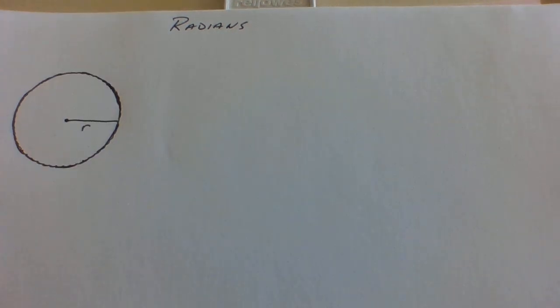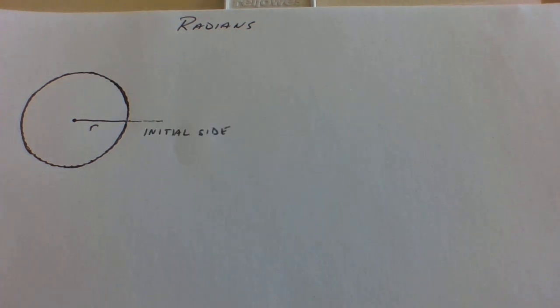Let's talk about measuring angles using radians. So let's take a look at a circle, and the radius is the measure from the center out to one of the points on the circle itself. And let's say that that radius lies along the initial side of our angle.